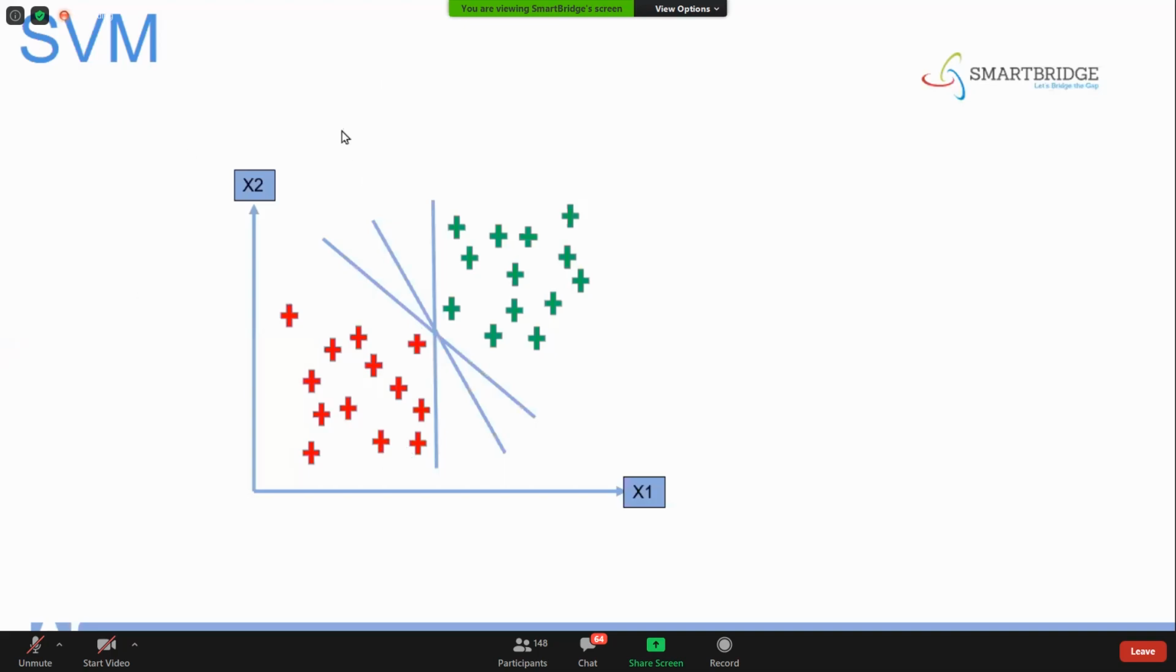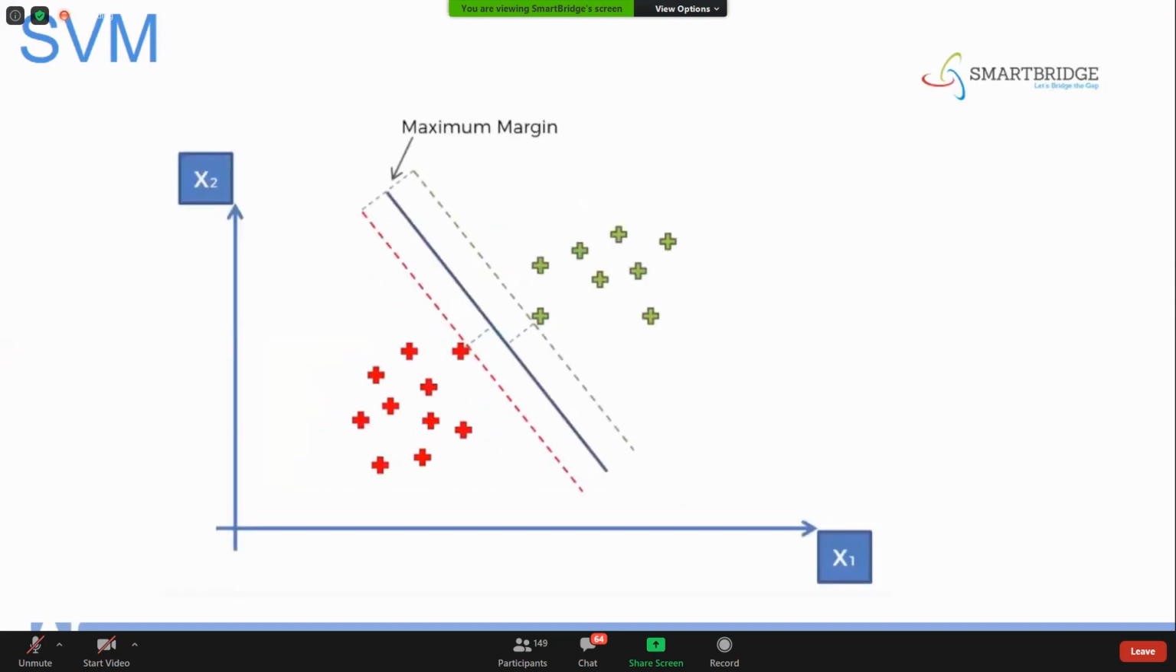But the separation line should be the best-fit separation line. How can you consider which is the best separation line? This is purely based on calculating the distance from the nearest point. Let's suppose I am considering this point as well as this point.